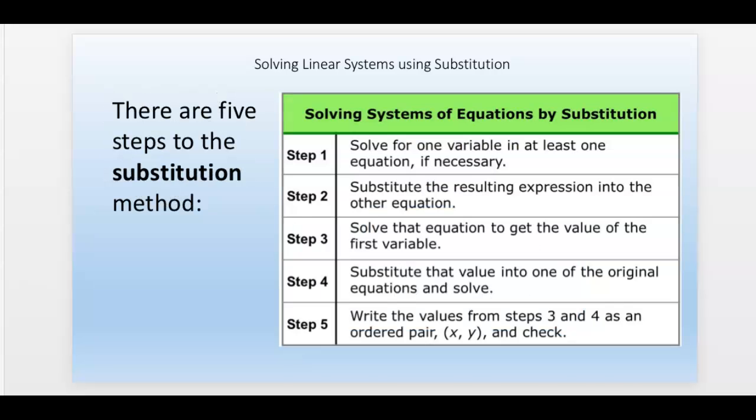Guys, there are 5 steps to the substitution method. Here's what they are. We're going to go through them here.